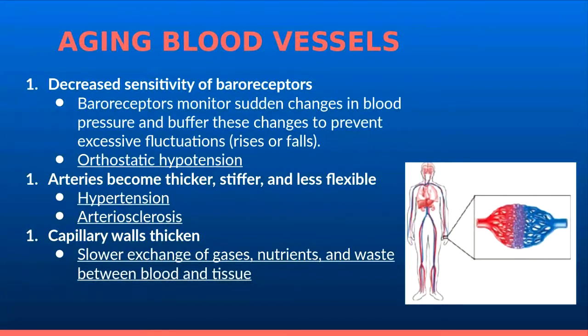And the second, arteries also become thicker, stiffer, and less flexible with the loss of elasticity. This puts individuals at greater risk for hypertension and also arterial sclerosis. The third thing, capillary walls thicken, and this means a slower exchange of gases, nutrients, and waste between blood and body tissues.